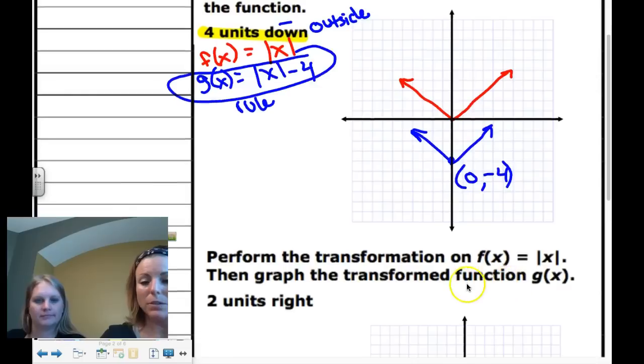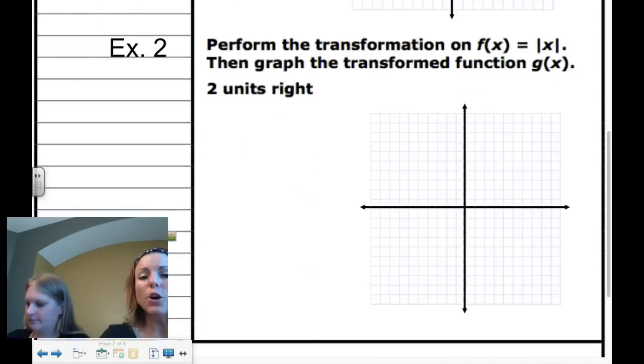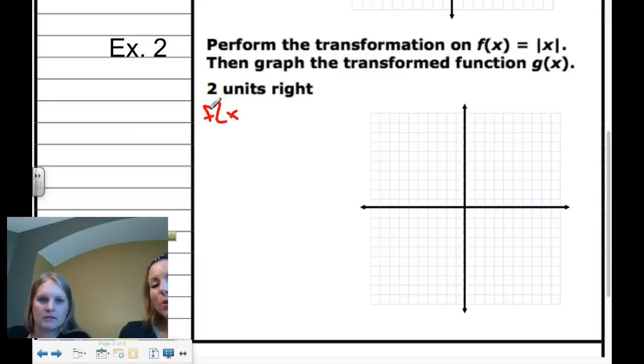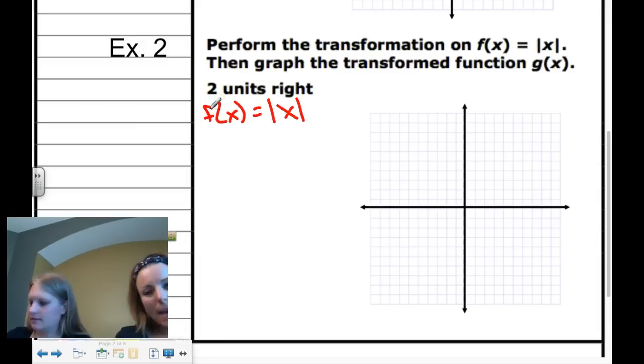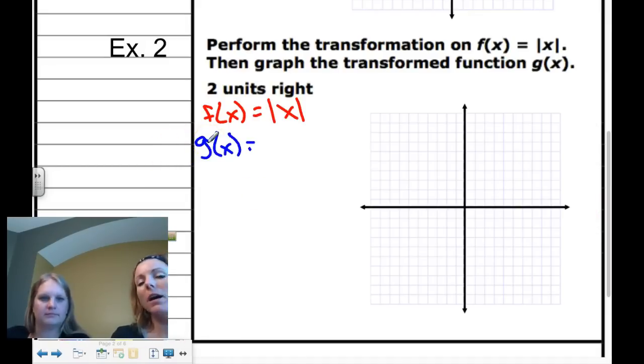Got it. Let's go down to example number 2. Notice the same thing. It's saying perform the transformation, then graph. It doesn't say write the rule here. I threw this at you because you're going to see all different sorts of ways. Whenever it says perform the transformation, you are creating a new function. You are writing a rule. So we're taking the original and changing it.